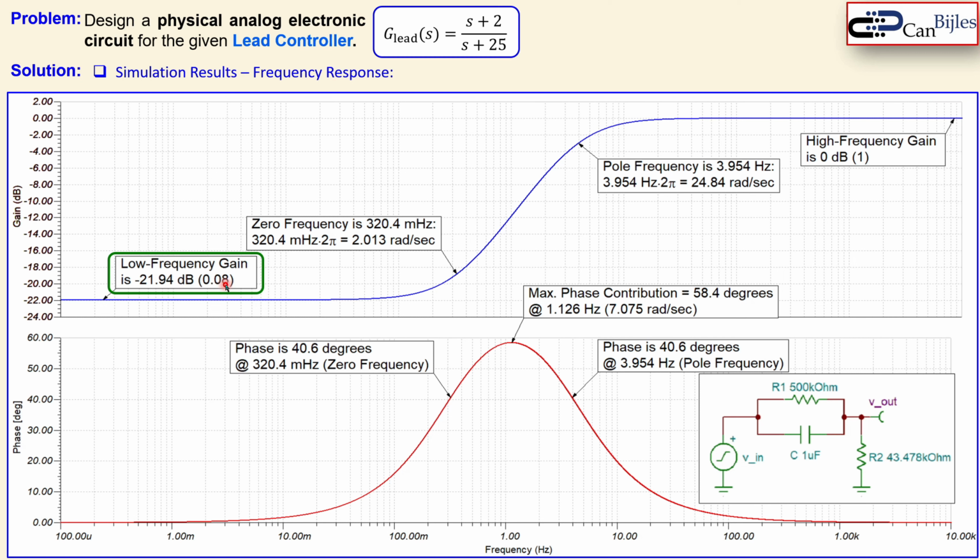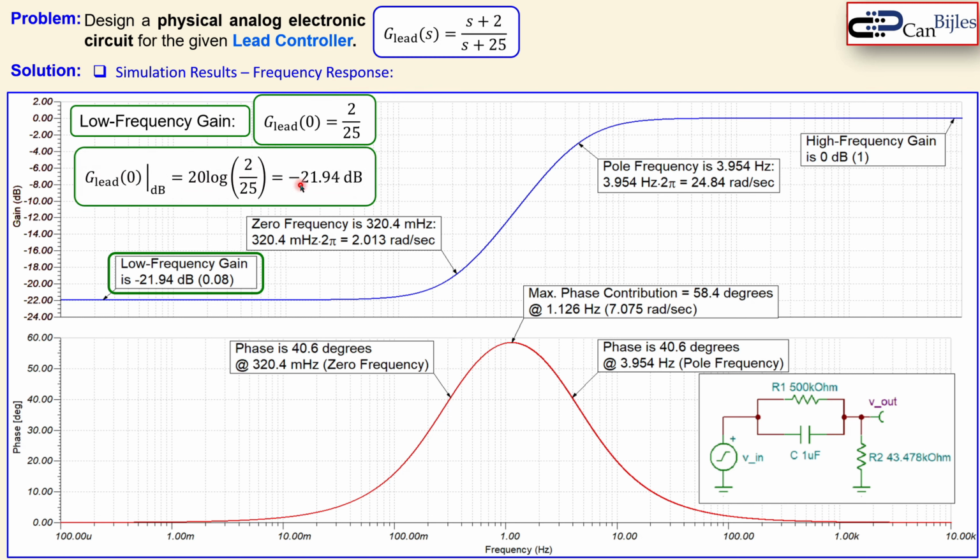Why is this correct? Let me check that. The low frequency gain in our transfer function can be determined by substituting s equal to 0 in that transfer function. If I do that, I will get 2 over 25. Using the calculation here, 20 log of that value will give you minus 21.94 dB. So it is indeed correct. This is again a proof. You can also check that 2 over 25 is also 0.08. That's the scalar value, and this is the dB value. So we have now the verification of that one also.